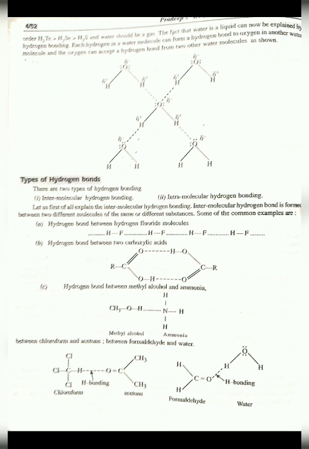Some of the common examples are: A. Hydrogen bond between hydrogen fluoride molecules. B. Hydrogen bond between two carboxylic acids. C. Hydrogen bond between methyl alcohol and ammonia. Between chloroform and acetone, between formaldehyde and water.